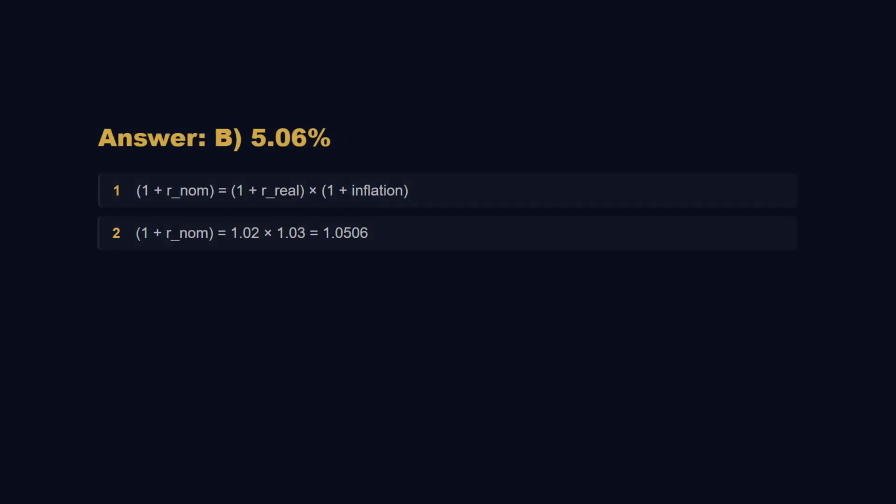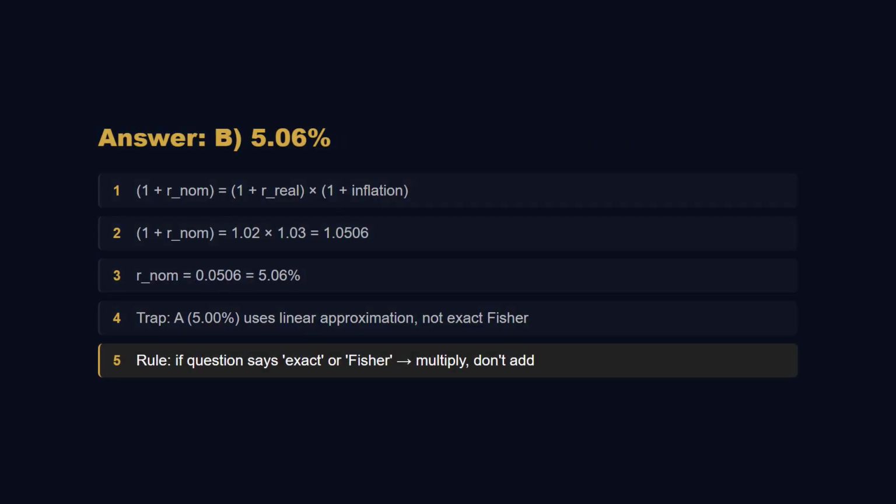The answer is B. 5.06%. Here is the calculation step by step. 1 plus the nominal rate equals 1 plus 0.02 times 1 plus 0.03. That is 1.02 times 1.03 equals 1.0506. Subtract 1. Nominal rate is 0.0506 or 5.06%.